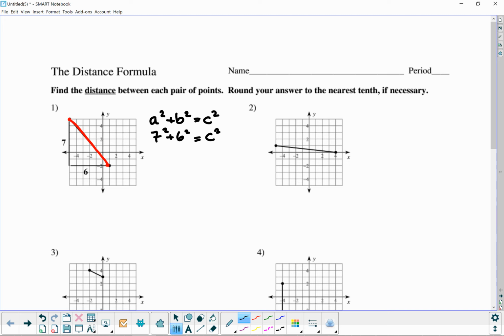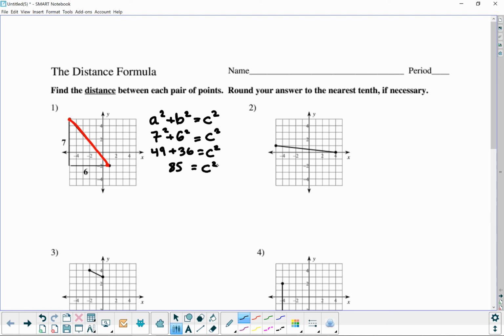Okay, don't get confused. That's a 7, and this is a 6. So you're going to go ahead and figure out what 7 squared is, and that's going to be 49. You're going to add it to what 6 squared is, and that's going to be 36. And that's going to equal c squared. So we've been practicing this a little bit in class, so you guys should not have issues with it. And I'm going to add 49 and 36 together, and that's going to make 85. And that's going to equal c squared.